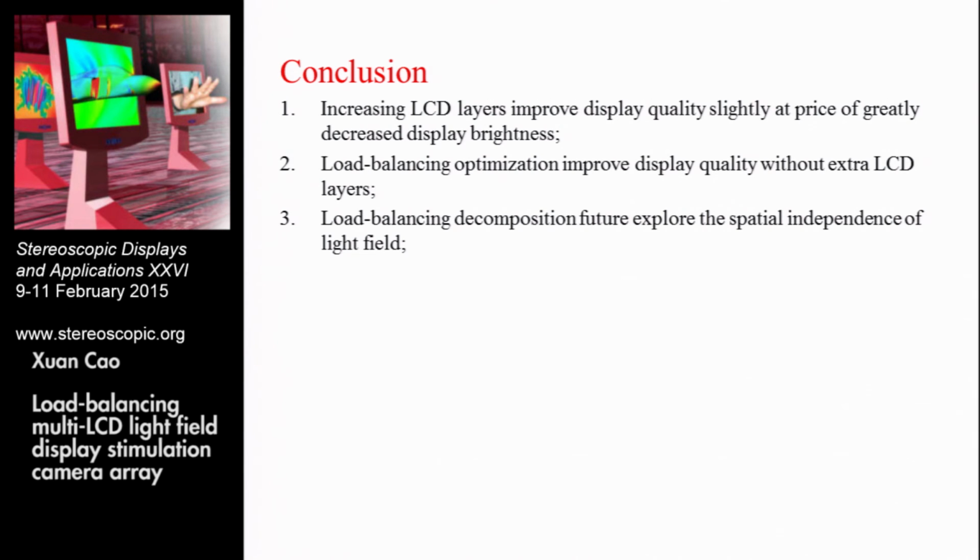And another advantage of the load balancing decomposition is that this strategy further exploits the spatial independence of the light field. So we can implement the algorithm on multiple GPUs.